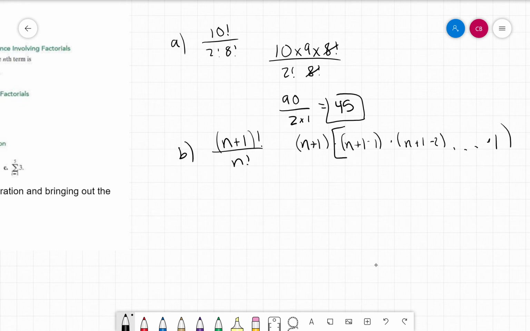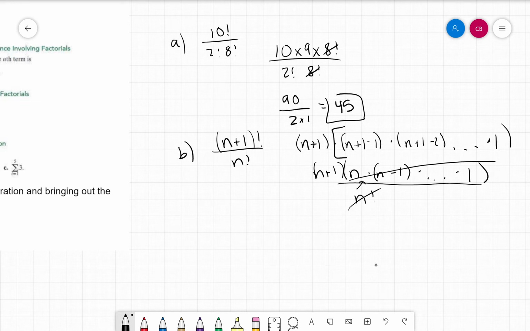Well, isn't this just n times n minus 1 times dot dot dot times 1? Well, n plus 1 times that? Well, isn't this n factorial just simply this thing? Yeah, it is. So this is n plus 1 times n factorial over n factorial, which is simply just n plus 1. Okay, so that's the trick to that.